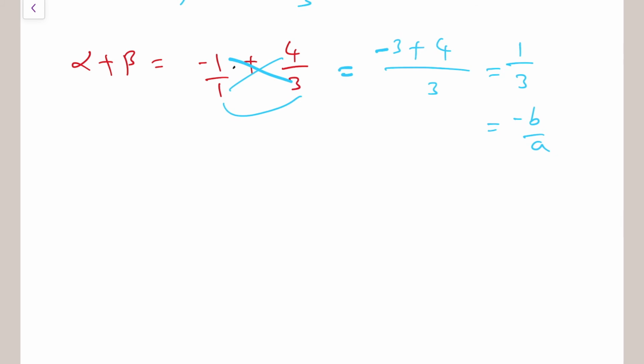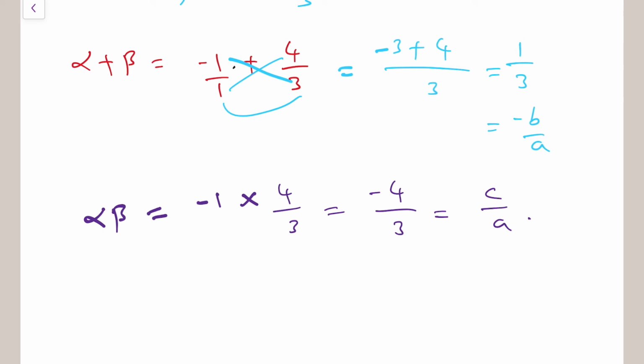Then coming to the product of the zeros, alpha into beta equals minus 1 into 4 by 3. 4 by 3 we are just multiplying with minus 1, so this will be minus 4 by 3. That makes it equal to c by a. Product of the zeros equals c by a.